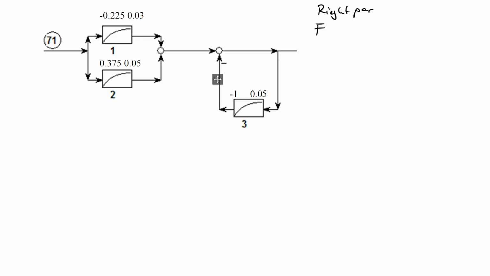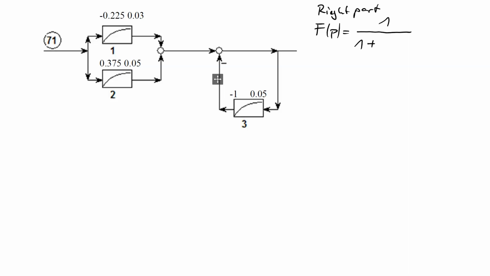Right part, F of P. This is a loop, you see, a loop system. So we have the rule for combining loops, which is forward block, here a 1, and in the denominator we have a 1 with a minus sign here. We get a plus sign here, plus all loops, all blocks in the loop.